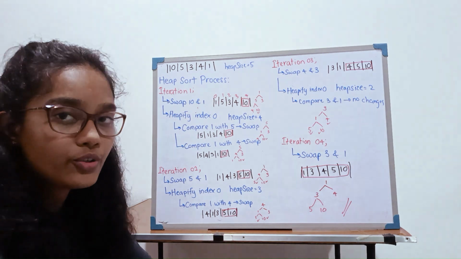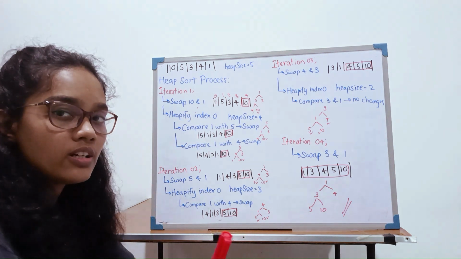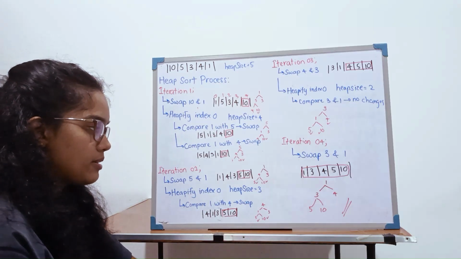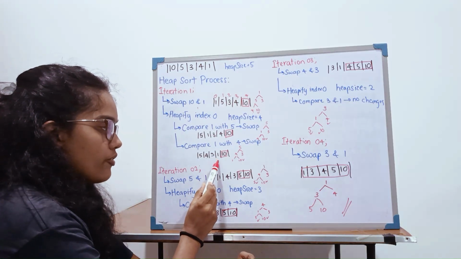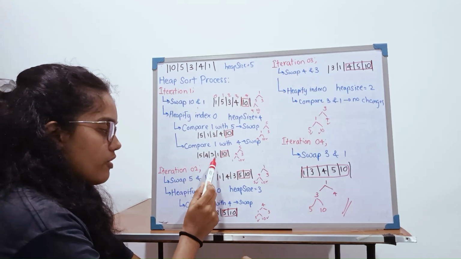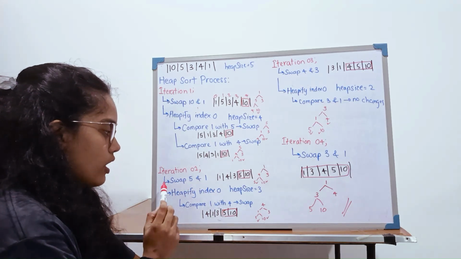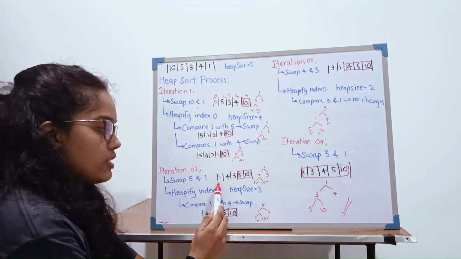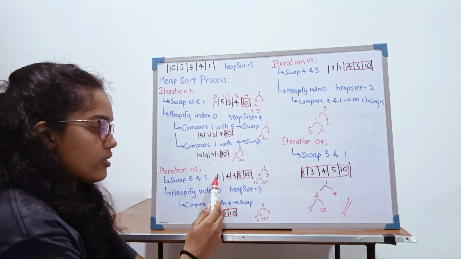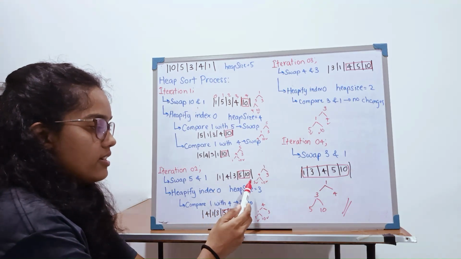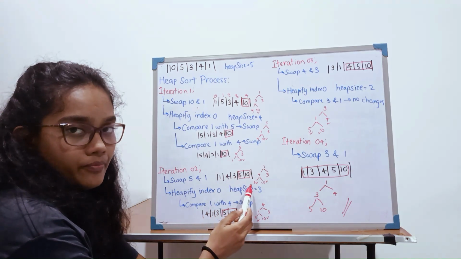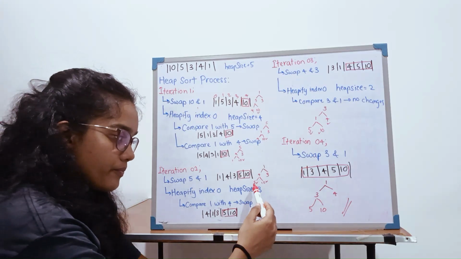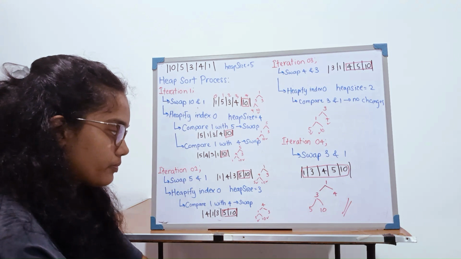In iteration 2, we are swapping the root with the last element. Right now, our last element is 1. So we swap 5 with 1. After swapping 5 and 1, this is what our array looks like: 1, 4, 3, 5, 10. Now 5 and 10 are at the end of the array, so they are already sorted.